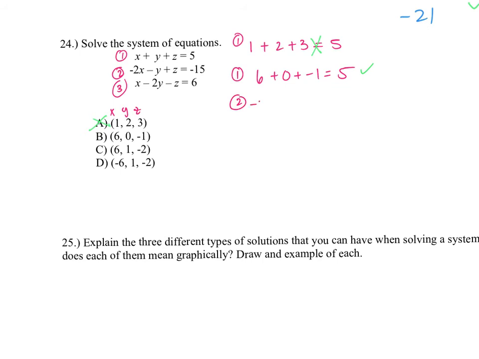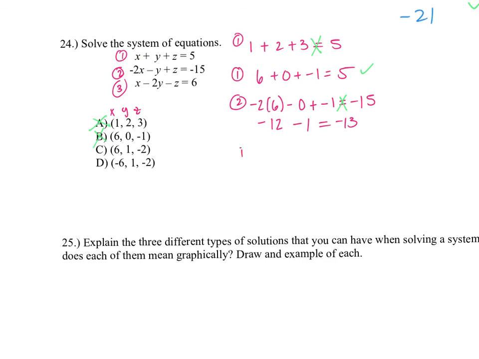Let's try the second one here. If I plug in my x here, it's 6 minus my y, which is 0, plus my z, which is negative 1, and I need to make sure this equals 15. I already can tell this is not going to equal 15 because negative 2 times 6 is negative 12, minus 1, which is to the side here because 0 would just be nothing. If I subtract this, I get a negative 13. So this does not equal negative 15. So I know B is out. So my next option is C here.